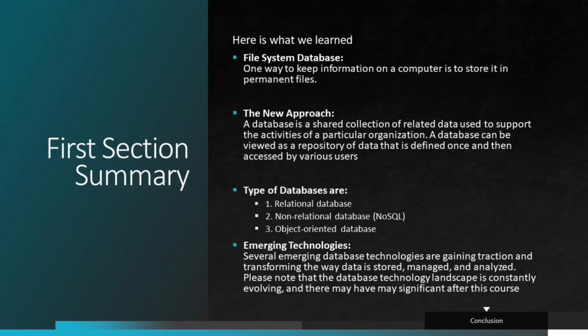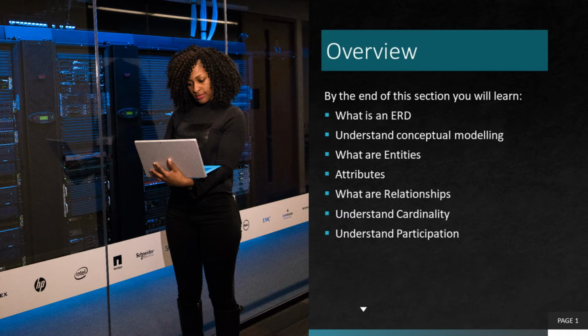So to summarize, guys, in this module, you would have learned about the file system database and how they are useful today, and some of the emerging technologies that you can look out for. In the next section, we'll be taking a look at entity relationship diagrams. In this section, you learn what is an ERD diagram, you learn about conceptual modeling, entities, attributes, relationships, cardinality, and participation, all of which are important for designing a database. In the next lecture, we're going to be taking a look at what is an ERD diagram.